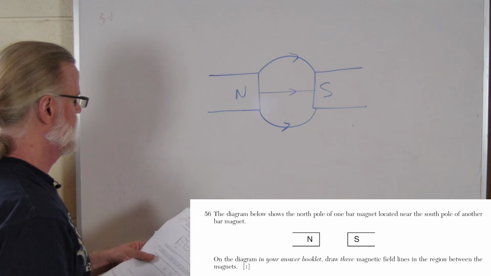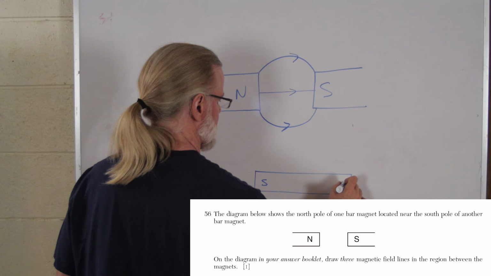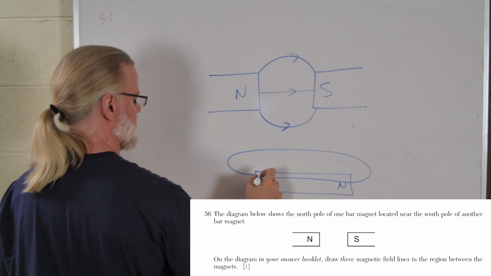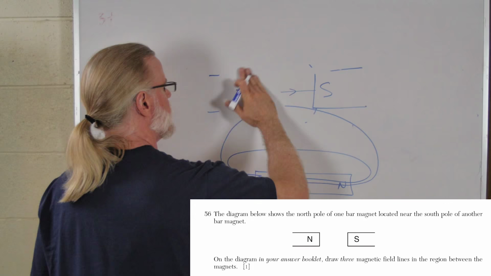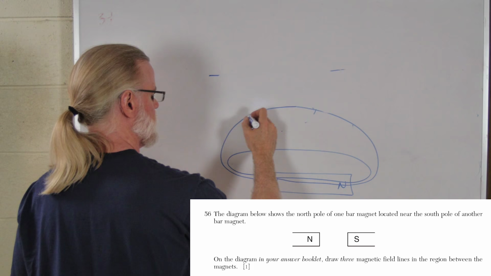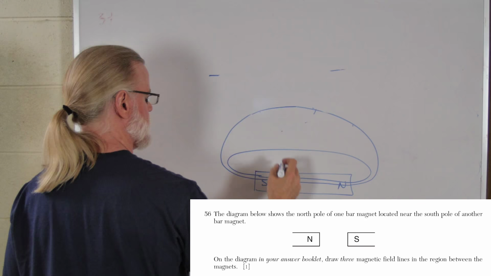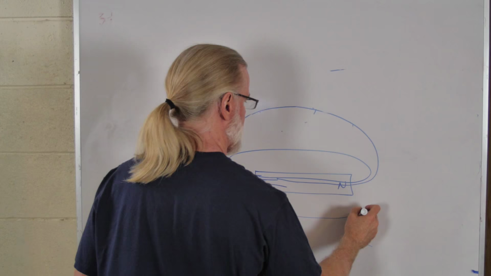Make sure you can draw magnetic field lines in a bar magnet. They form closed loops, like that. Of course, it's symmetric. It's actually symmetric in three dimensions. We're only drawing it in two.